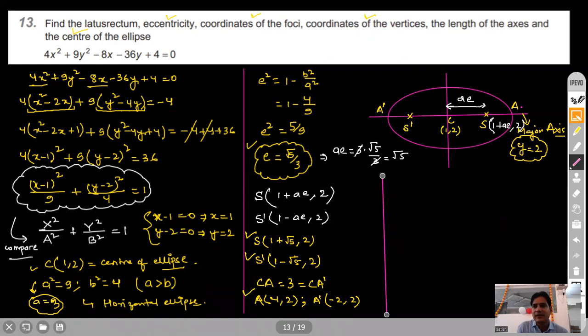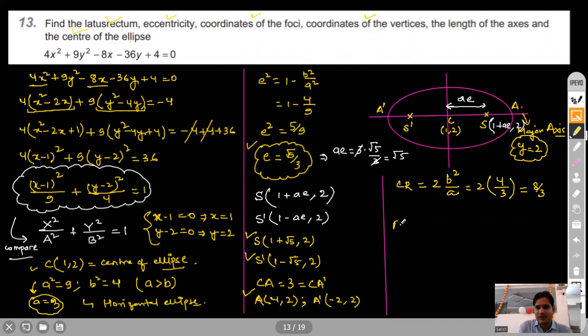Now, what are we left with? The latus rectum. The latus rectum will be 2 times b square upon a. What is b square? b square is 4, and a is 3. So the length of the latus rectum will be 8 by 3 units. So latus rectum also we got. Eccentricity is root 5 by 3, coordinates of foci are given, coordinates of vertices we got. Now the length of the axes.